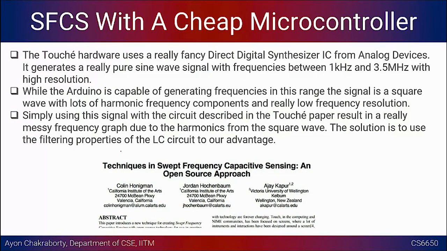Okay, so simply using the signal with the circuit described in the touch paper, if you look at the paper, they are describing the details, will result in a highly messy frequency graph due to the harmonics from the square wave. So you will see these sharp changes. This is going to result in a lot of harmonics, and the way to counter this problem is to filter out all those unwanted harmonics using an LC circuit.